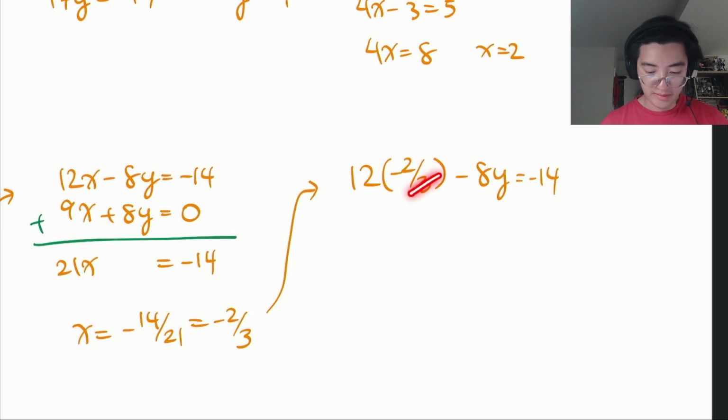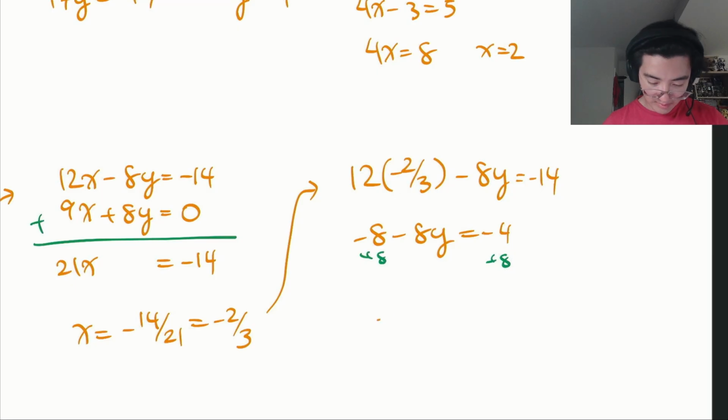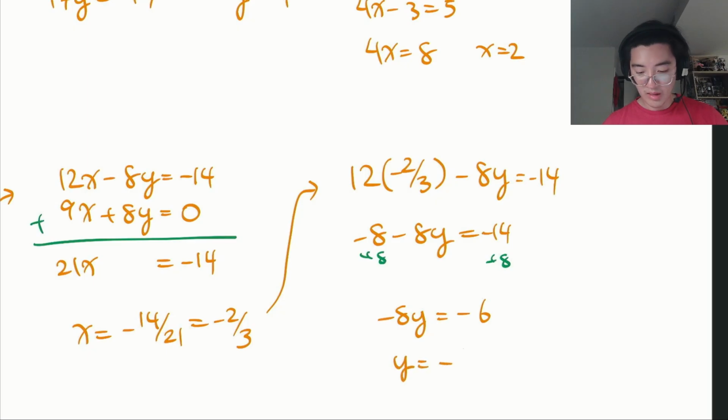Okay, right. This cancels out to 1 and 4. Minus 8 minus 8y equals negative 4. Right, plus 8 to both sides. 4. Oh, hold on a second. That's not 4, 14. Plus 8 should be negative 6. Y is just negative 6 divided by negative 8, which is positive 3 over 4.